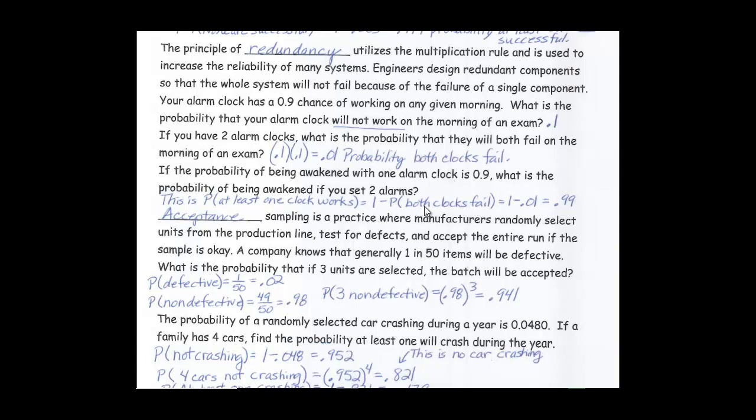I just don't think you're going to pull out that problem. I think you'll reason it as I discussed it up here. So 1 minus the probability of both clocks failing is 0.99.